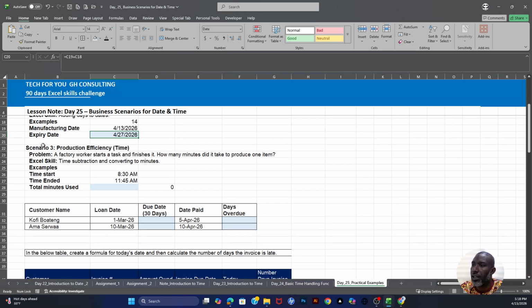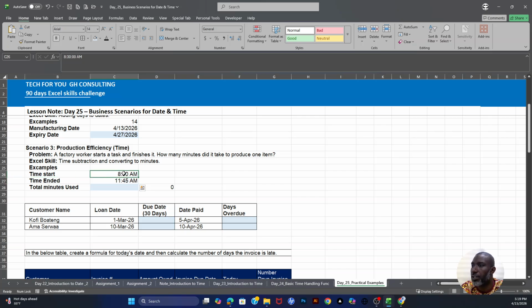Now scenario 3 is production efficiency time. A factory worker starts work at a given time and finishes it. How many minutes does it take to produce one item? Here we have to know, within the period we are calculating, the total number of items that were produced. That means you can do some kind of division to get it. What we are interested in is to calculate the total minutes that were used for the production between the start time and the end time.